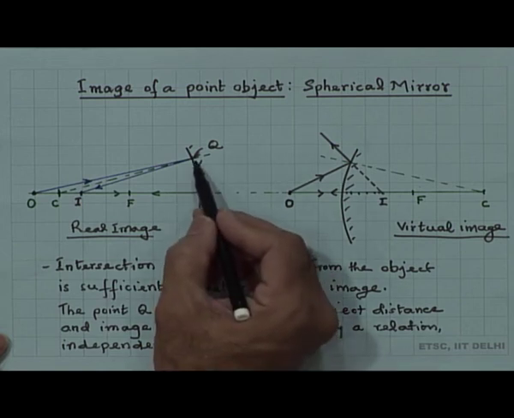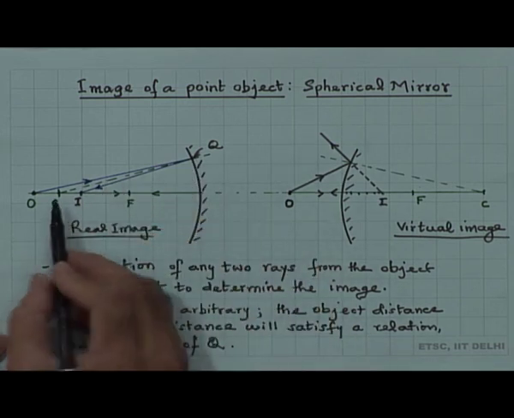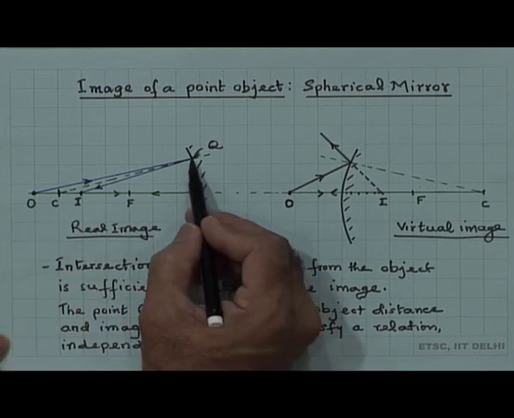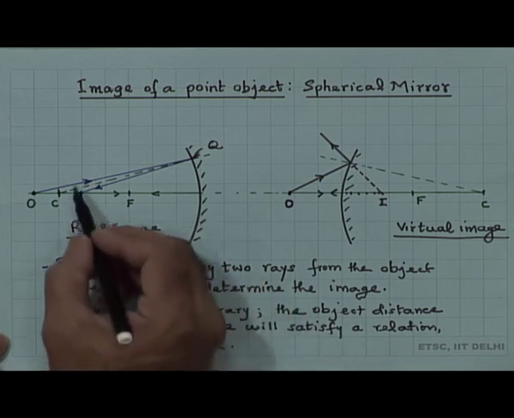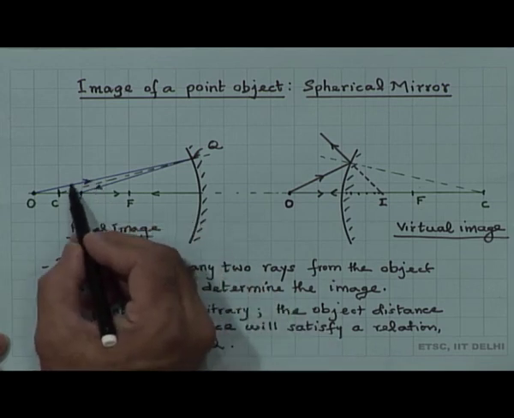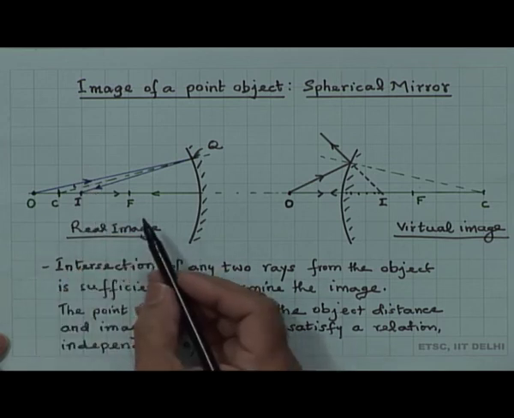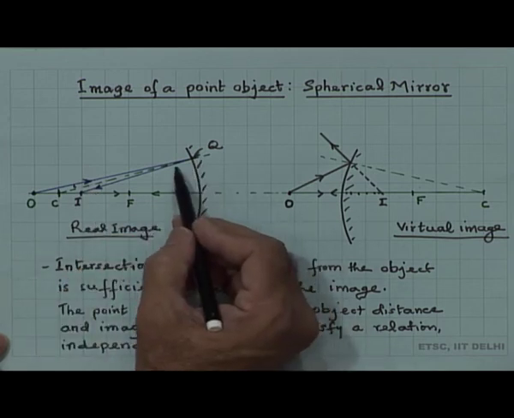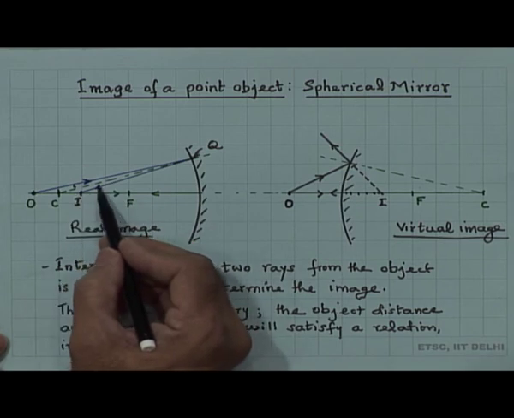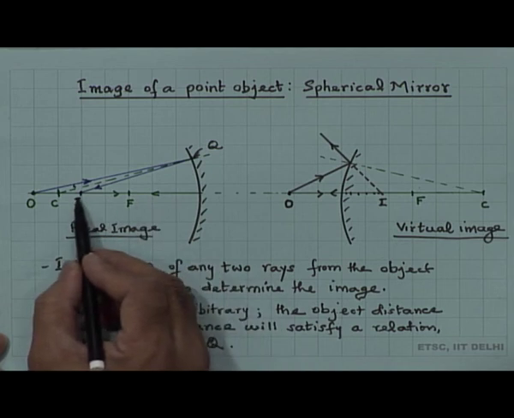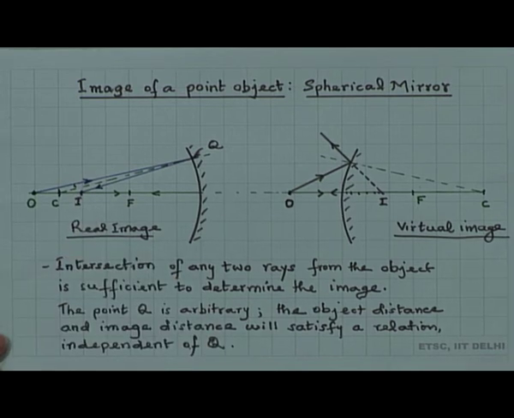It will follow the law of reflection and get reflected, because C is the center of curvature, the line joining C and Q is the normal to the surface, and the angle of incidence, the small angle here, and the angle of reflection must be equal. So, that leads to the reflected ray which is propagating along this line. It intersects the second reflected ray at the point I. So, the point of intersection must be the image point.